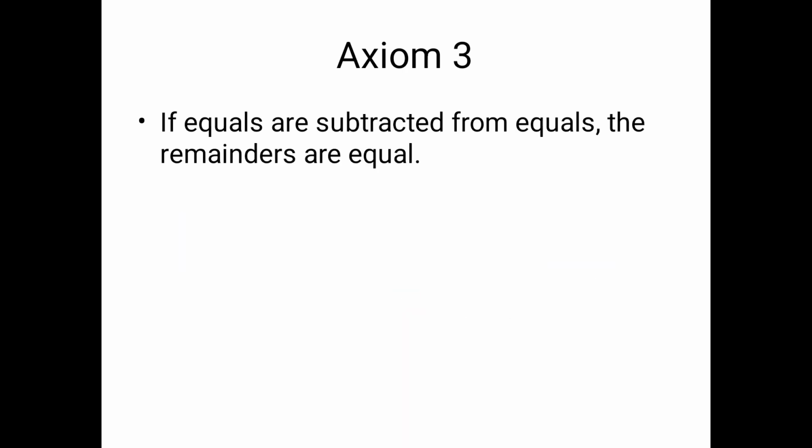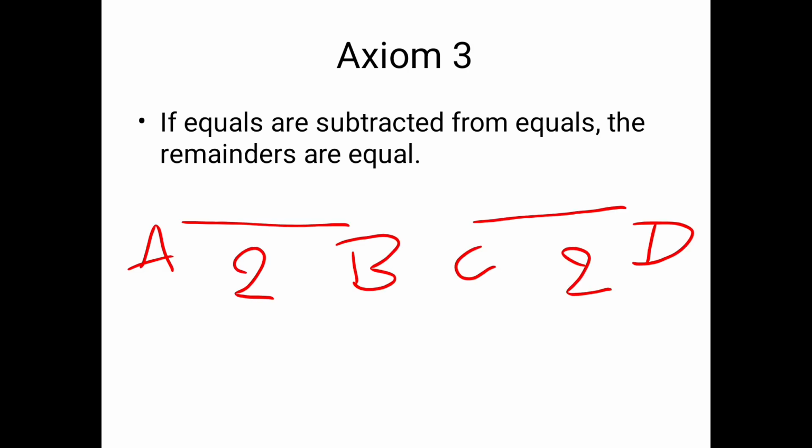Now axiom 3: if equals are subtracted from equals, the remainders are equal. Let us again consider the same example. Line segments AB and CD are 2 centimeters each. If equals are subtracted from equals, I will subtract 1 centimeter. That is, I will take 1 centimeter out of AB and 1 centimeter out of CD. What remains here is again a 1 centimeter line segment, and here also a 1 centimeter line segment. That means the remainders are equal, 1 centimeter each.